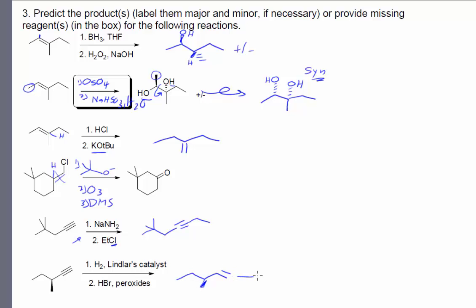Would look like that. Then HBr and peroxides, we know, puts the bromine on the end. There's no scrambling of this stereocenter. It should be unaffected by the reaction. So don't put a wedge there. I'm sorry, don't put a dash there. And make sure your bromine is on the end carbon, not in the middle.